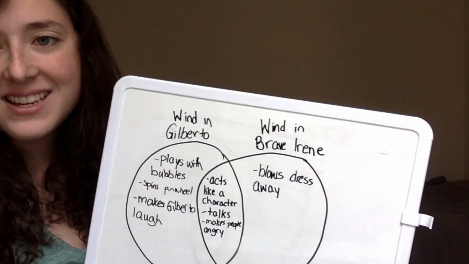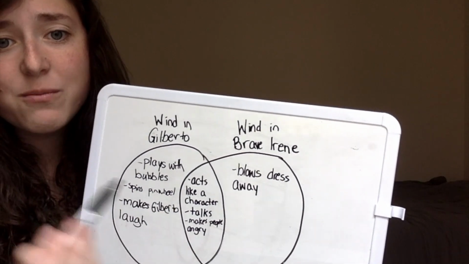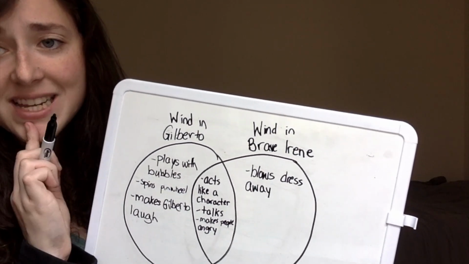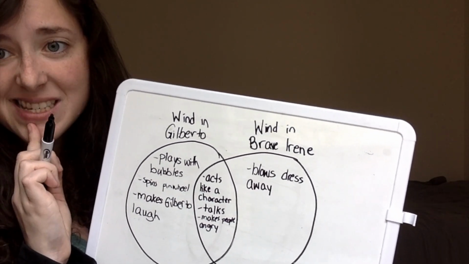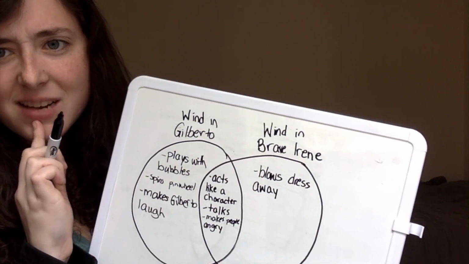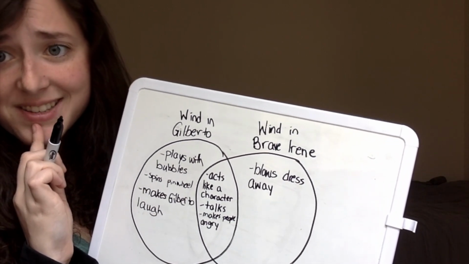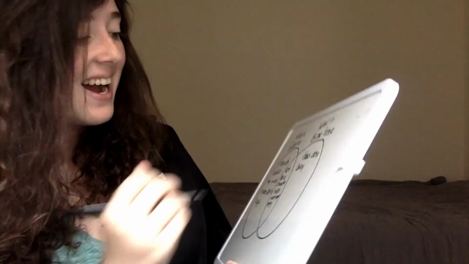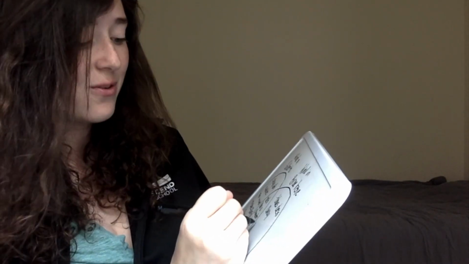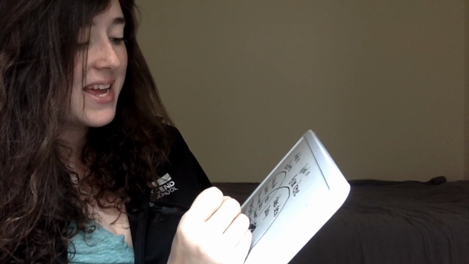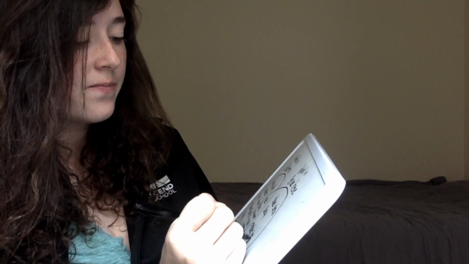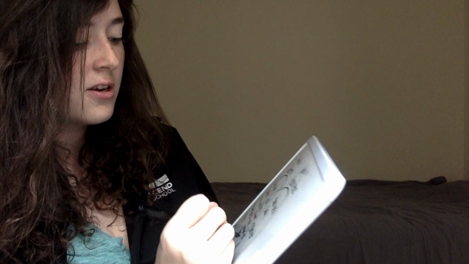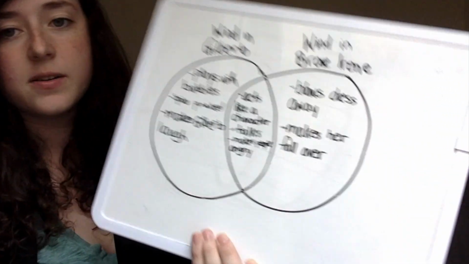All right, and I'll take another one for this side. What's one more thing that the wind did in Brave Irene that it did not do in Gilberto and the Wind? Think about it. Think about when it was being mean to Irene and Irene was stuck in the snow. What did it do to her? Yeah, I heard another good one. It makes her fall over, right? It's pretty mean to her in Brave Irene. The wind is pretty mean. It makes her fall over.